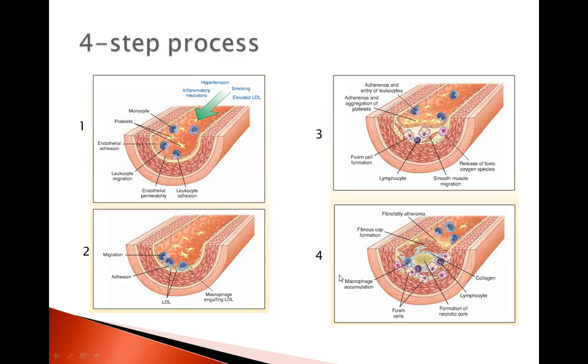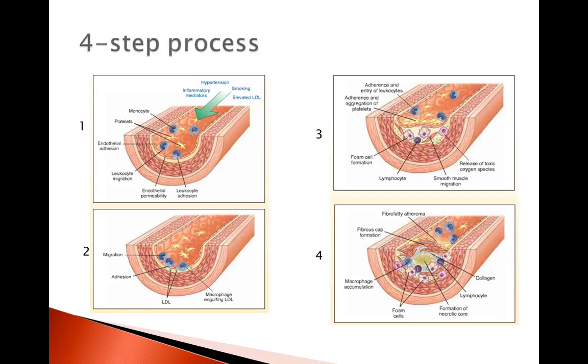All right, so the development of atherosclerosis is a four-step process. These are pictures straight from your book, so please take a look at the two-page spread on pages 414 and 415 that explains this process. I'm going to go through it quickly here, but then go back through it. You'll be required to know this four-step process, so the pictures help you to see what's going on here.